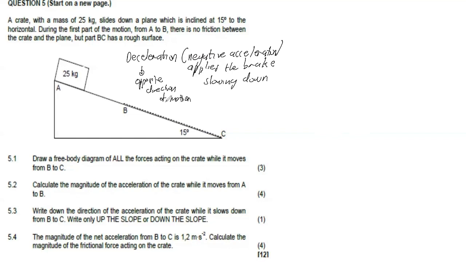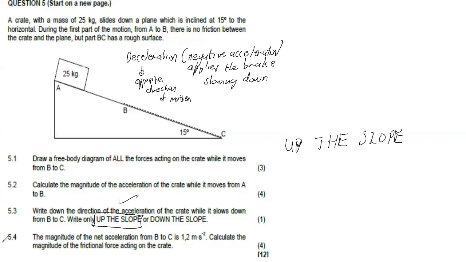So the motion of this crate was down the slope. So that means our acceleration, if it's slowing down, needs to be up the slope, because remember, deceleration is always in the opposite direction of motion, right? So the correct answer there is supposed to be up the slope.